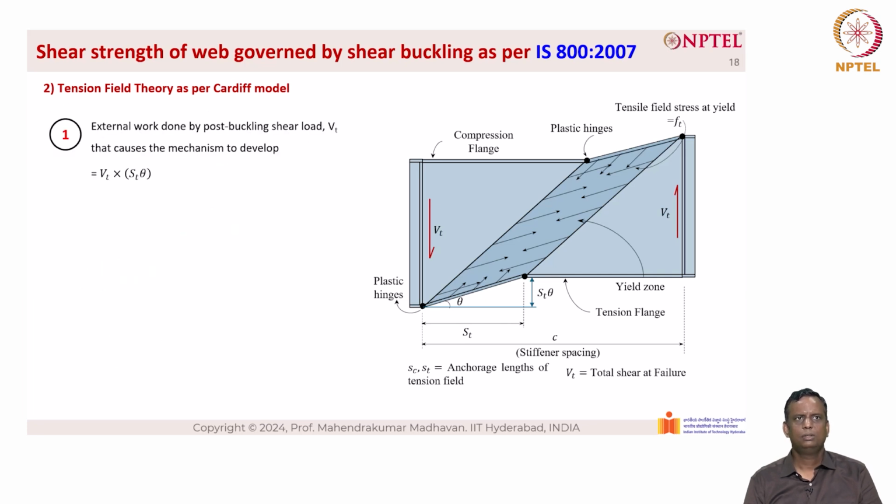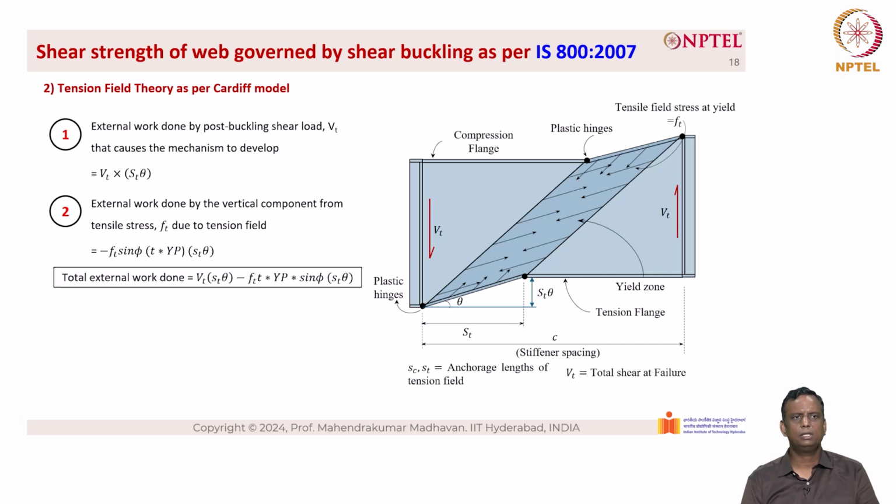Now, we have the first one that is done, which is basically V of t into S of t into theta. The second one is minus F of t into sin phi into T into Yp into S of t into theta. So, the total external work done is V of t into S of t into theta minus F of t into T into Yp into sin phi into S of t into theta. Now, the internal work done at the 4 plastic hinges is basically 4 into MPF into theta.